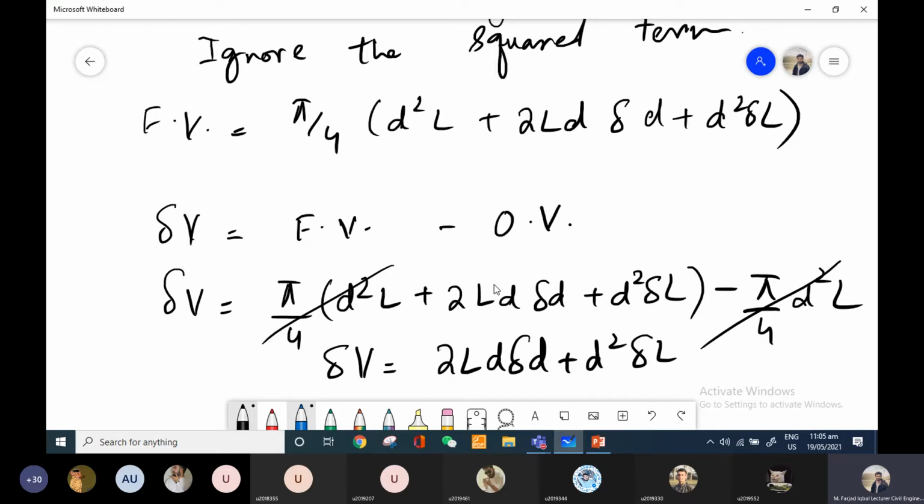So this is my simplified expression for change. Pi by 4 will also be multiplied, sir, pi by 4 also. Sir, this change in volume that you have found will also be multiplied by pi by 4. Yes, we will do. So we will have this is the expression for change in volume.